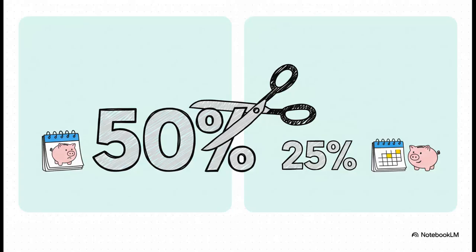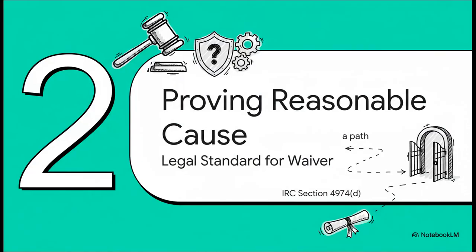Now, there is a silver lining here. It used to be much, much worse. Before the Secure 2.0 Act, this penalty was a staggering 50%. Can you imagine? So yes, they've cut it in half, which is great, but let's be real. A 25% hit is still a massive blow, and that's exactly why getting a waiver is almost always goal number 1. So how in the world do you get this penalty waived?